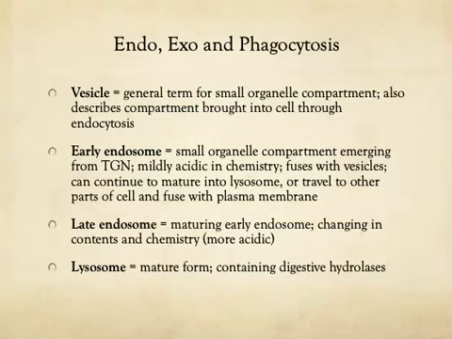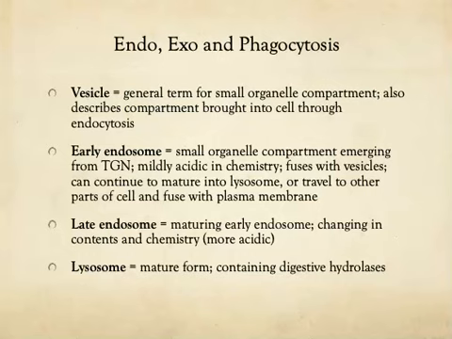So an early endosome is a small organelle, a compartment again, like a vesicle, that emerges from the TGN. Now, I've not used that abbreviation before. TGN refers to the trans-Golgi network or the trans-Golgi apparatus, the trans side of the Golgi apparatus. Remember, that's the side that faces the membrane.